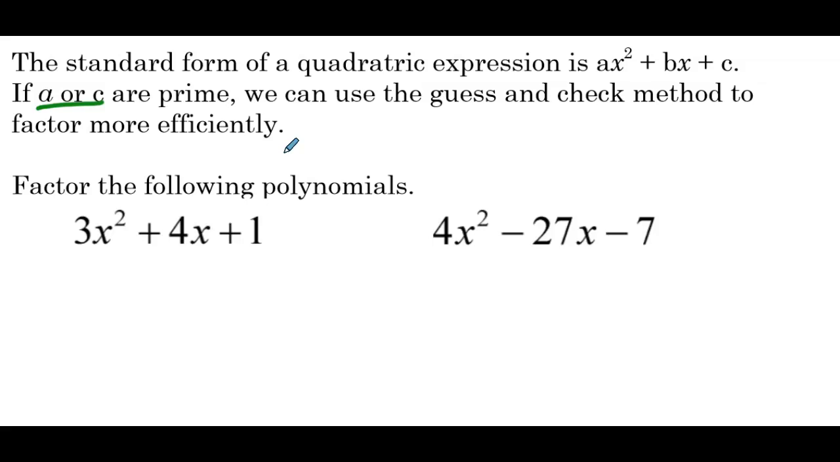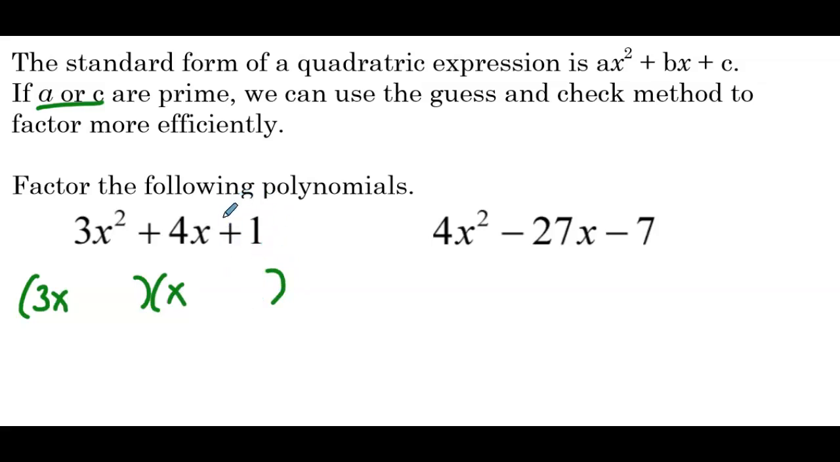So let's look at an example to walk through this. 3x squared plus 4x plus 1. Both a and c happen to be prime, so that's the best case scenario. If we need to multiply to 3x squared, one factor has to be 3x, and the other factor has to be x.